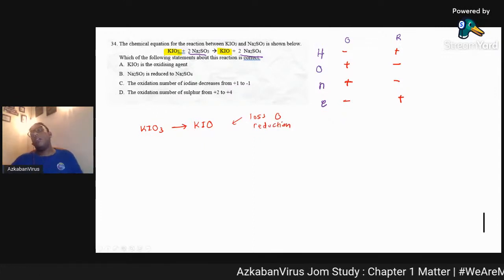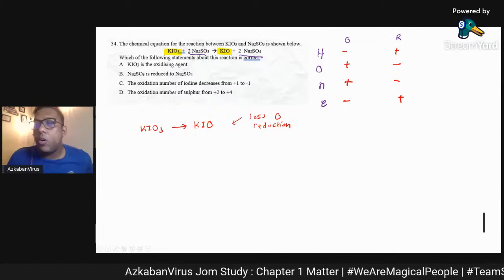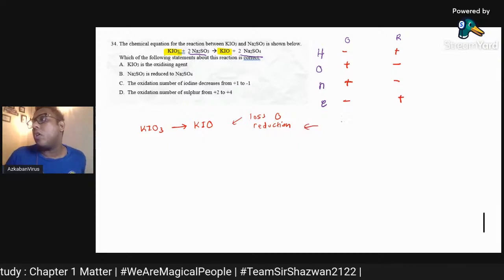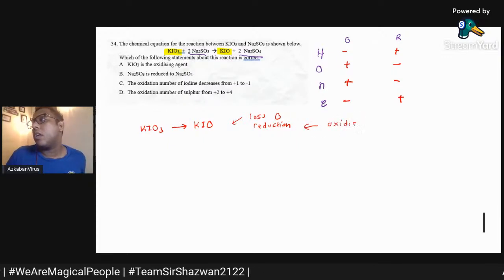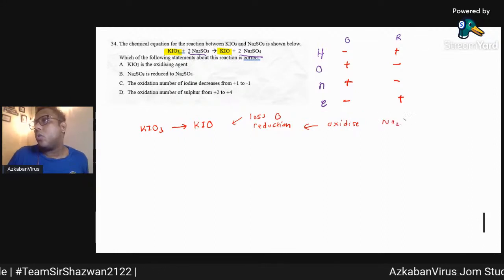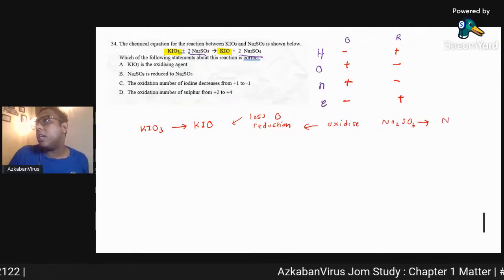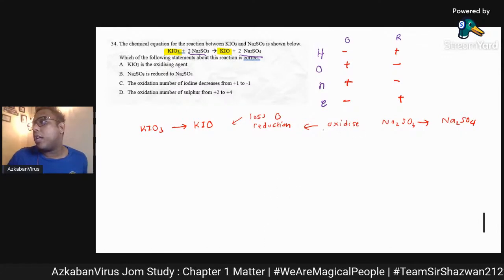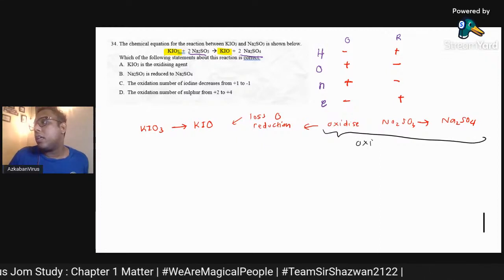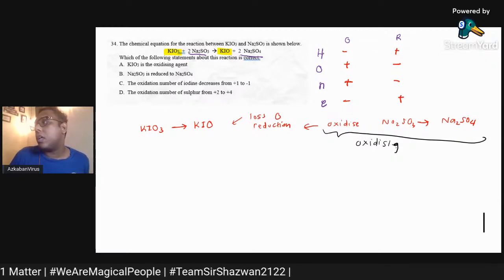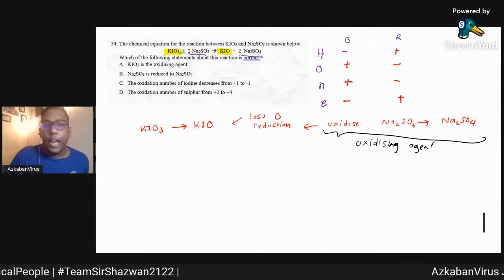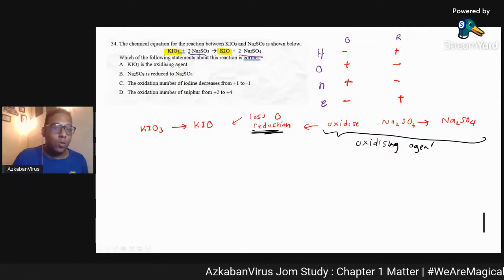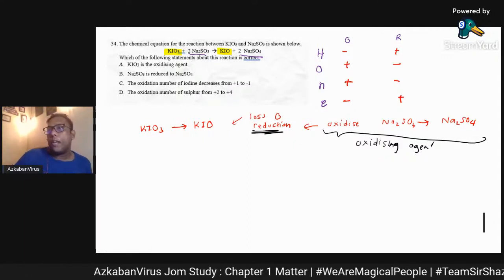Okay. Bila dia undergo reduction, tetapi dia tolong oxidize Na2SO3 jadi Na2SO4. Dia tolong oxidize. So ini adalah the term we call it as oxidizing agent. Agent dia yang tolong oxidize. Dia undergo reduction, tapi dia tolong oxidize orang. Okay, so jawapan dia adalah A.